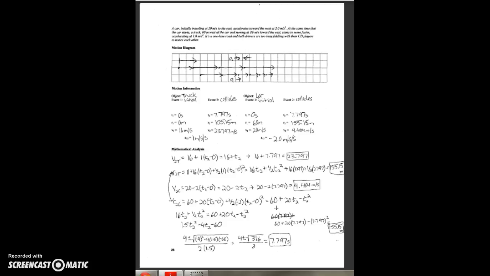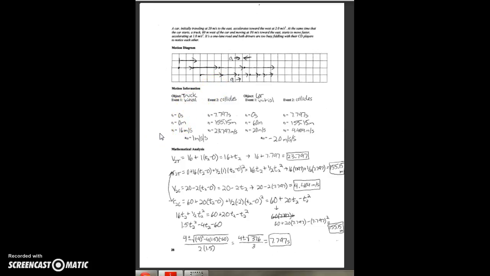So the first thing I did for this one was draw my motion diagram. The top arrows would be the truck, and the bottom is showing the car. And I use the acceleration with the arrows pointing in either direction to show whether they're speeding up or slowing down. So once we have that drawn, I like to plot all of the things that I know.